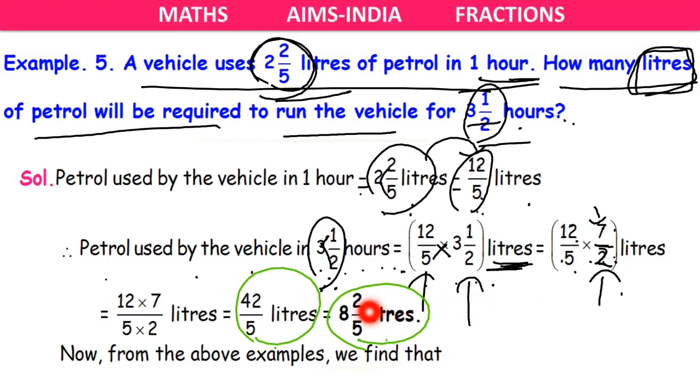From the above example, we find that the vehicle needs 8 2/5 liters of petrol to run the vehicle. 8 2/5 liters of petrol will be required to run the vehicle for 3.5 hours. Clear, students? Yes, it is a simple word problem which you have done in your previous classes as well. The only difference here is we are dealing with fractions.